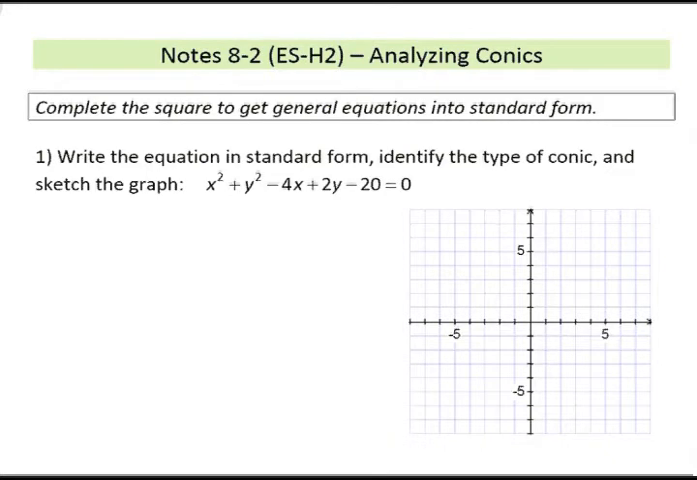In this first example, we're not told what type of conic it is, and so we're going to complete the square to find out. We're going to group all the x terms together, group all the y terms together, and move the constant to the right side of the equal sign.